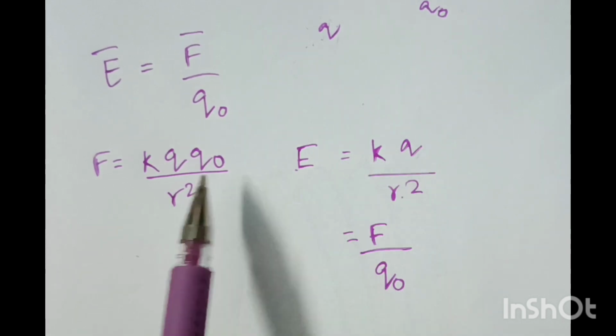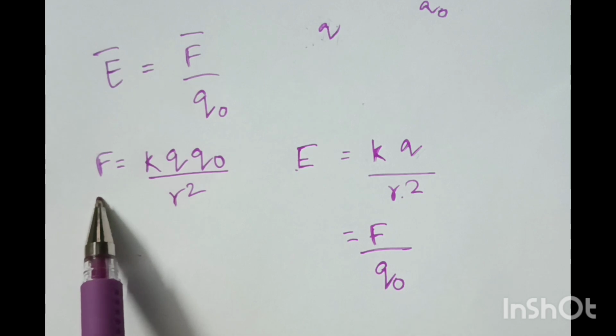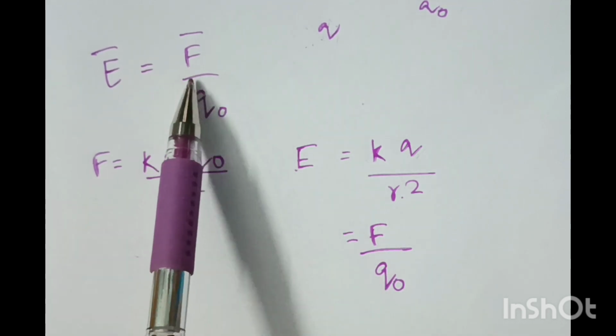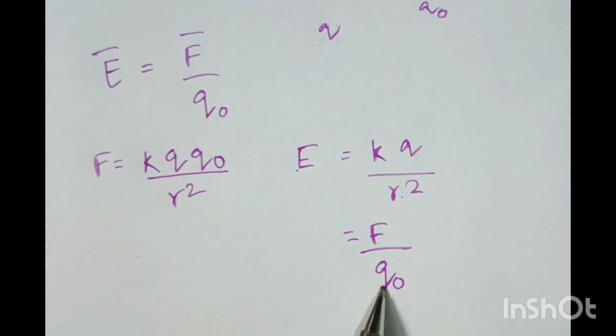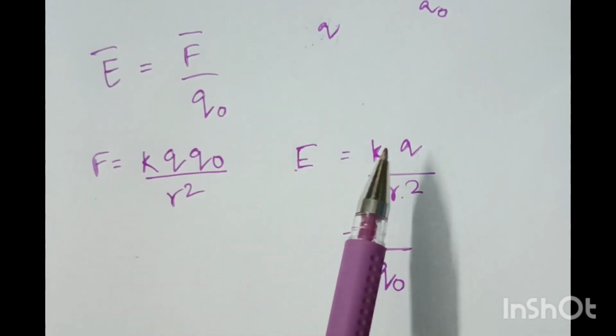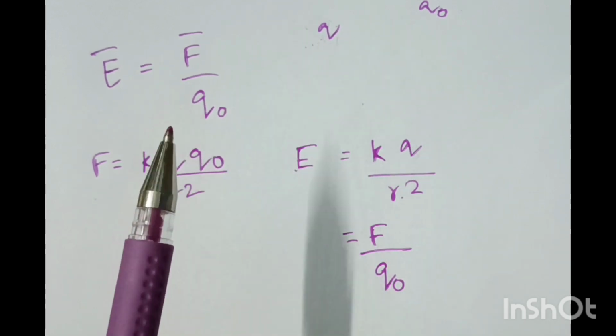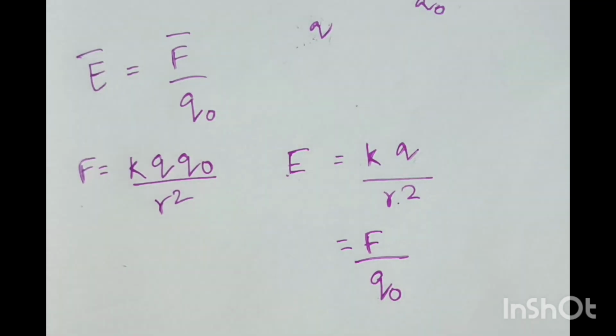What does it mean? If I am bringing this Q naught here, then F by Q naught is equal to E. That is what I have written here. E equals F by Q naught. That is nothing but KQ by R square, which is the electric field of the Q. Both Coulomb's force and the electric field are vector quantities, but charge is a scalar quantity.